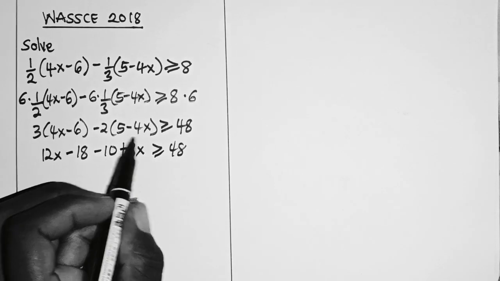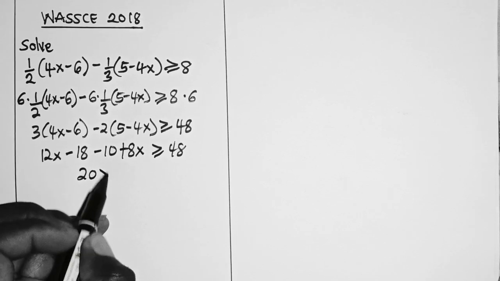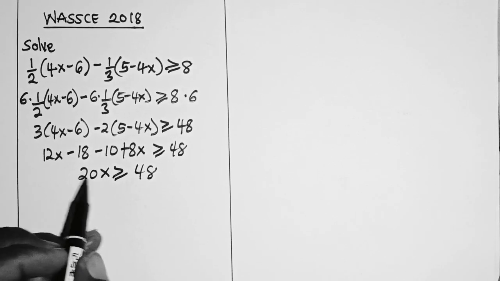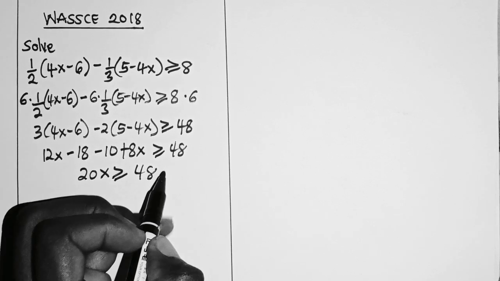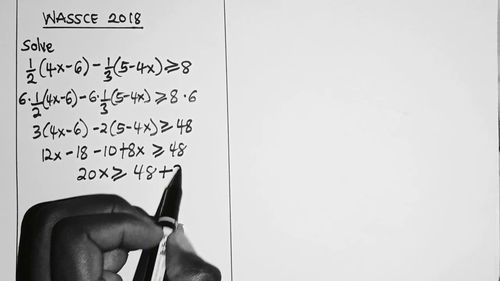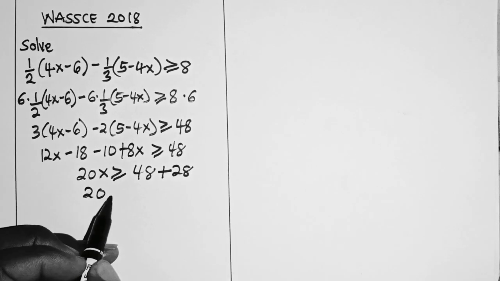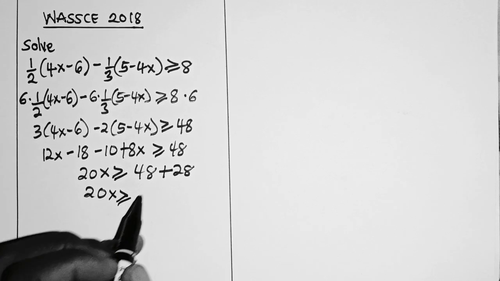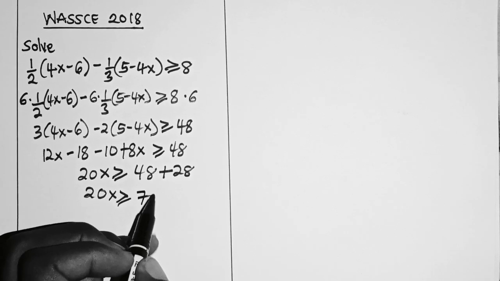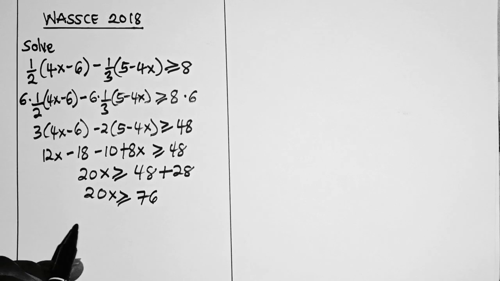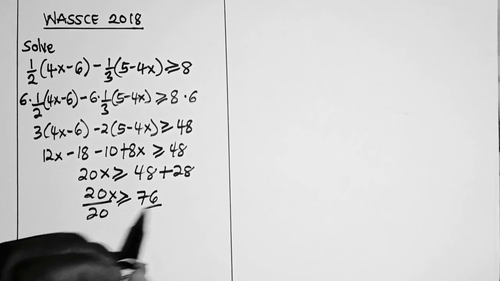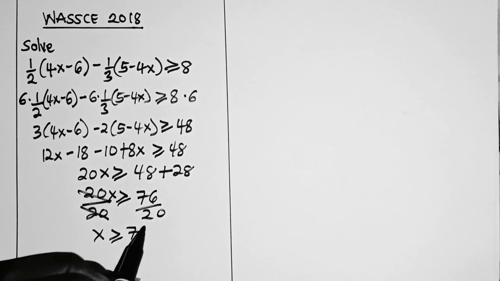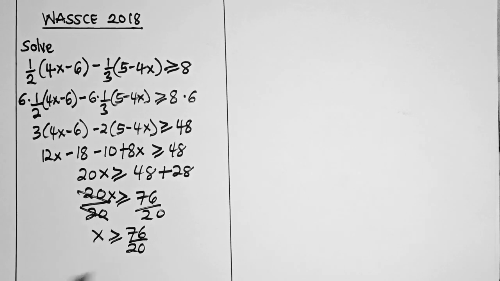So 12x plus 8x is 20x, greater or equal to 48. Then minus 18 minus 10 is minus 28. If it comes to this side, we'll get plus 28. So 20x is greater than or equal to 48 plus 28, that is 76. So if we divide through by 20, we find out that x is greater than or equal to 76 divided by 20.